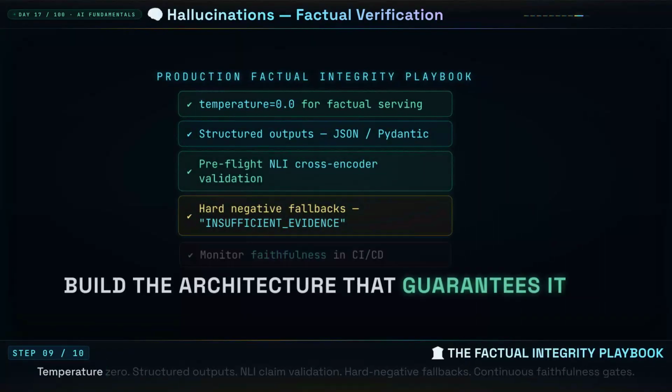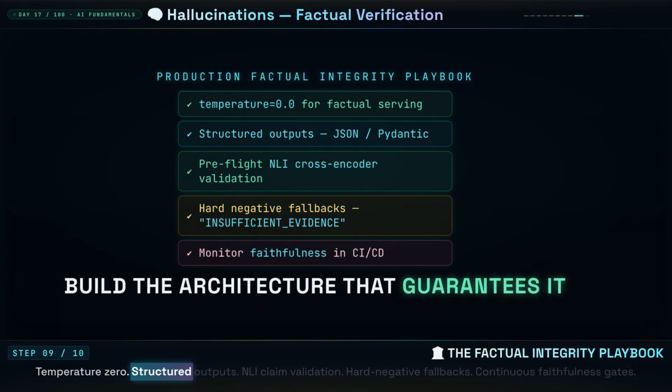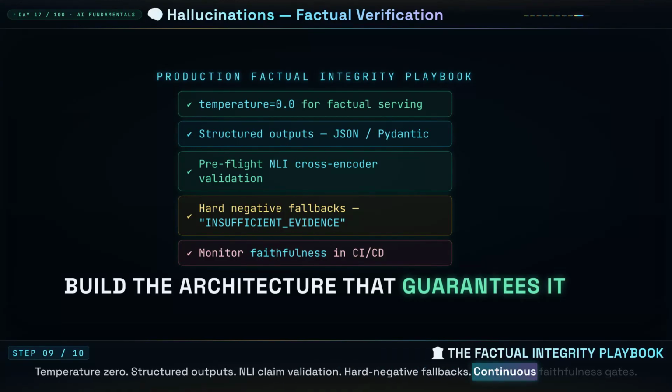Hallucinations are not an unsolvable mystery. They are an expected characteristic of statistical language modeling that must be counterbalanced with deterministic engineering. Set your temperature to 0. Enforce strict structured outputs. Validate atomic claims with cross-encoder NLI. Build negative fallback escapes. And gate every production deployment with continuous faithfulness evaluation. Stop hoping your models tell the truth. Build the architecture that guarantees it.